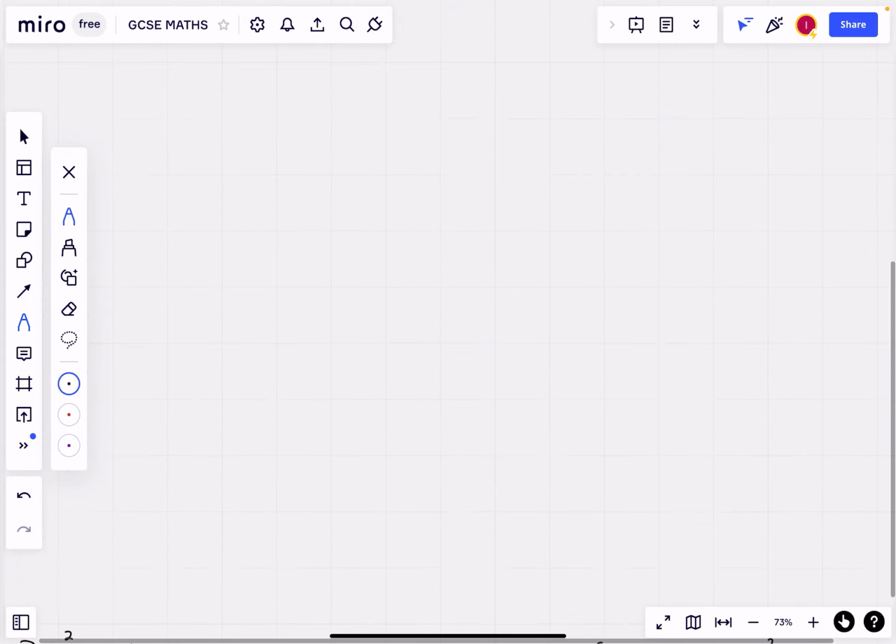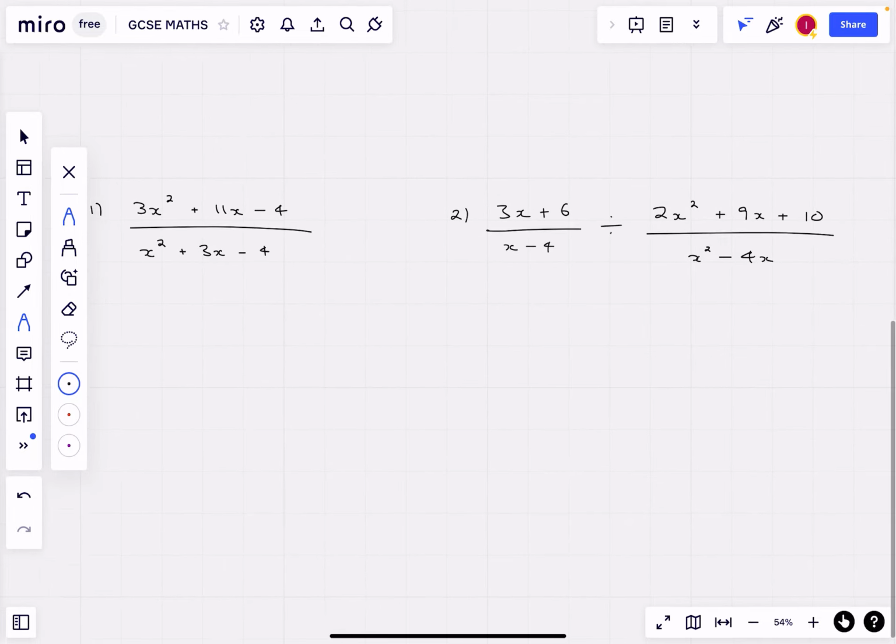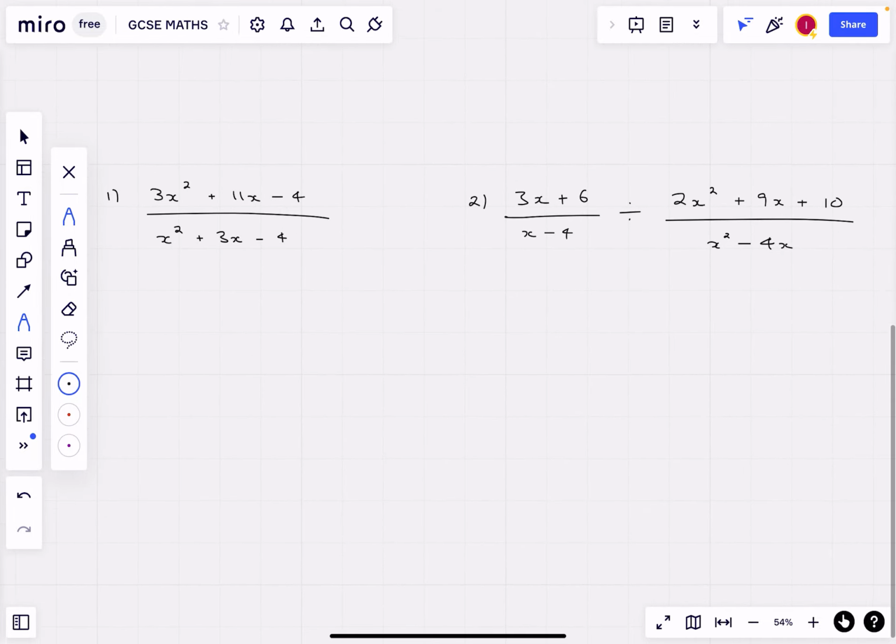So, I want you to do the same with these two questions. Again, you want to factorize the numerator and the denominator, and then you want to cancel what's present in both. Now, the second question, it's a slightly different format, but just think about what you know about dividing fractions. That's your hint. All right, give those two a go for me, please.